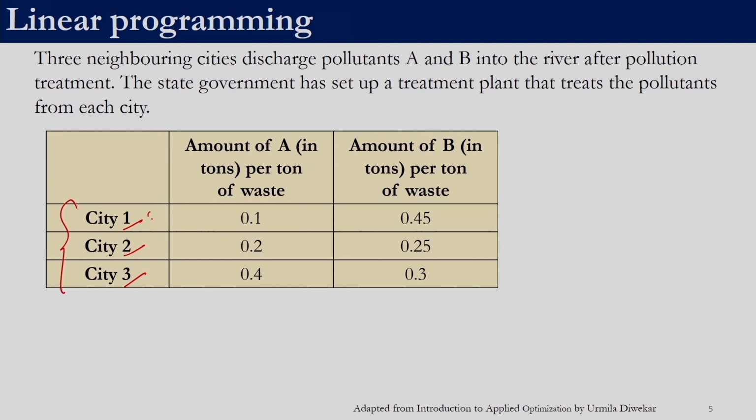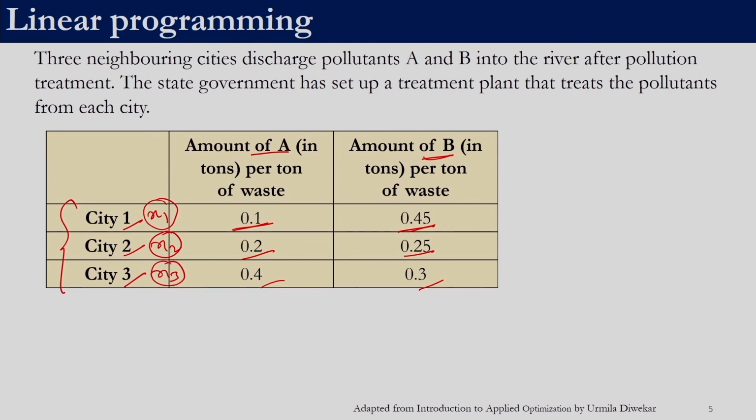If we process, let us say, x1 amount of stream from city 1, then the amount of A, which is a pollutant, that we can remove from that stream is 0.1 into x1. The amount of B that we will be able to remove by processing x1 amount of stream coming out of city 1 is 0.45 into x1. Similarly, these values have been given for city 2 and city 3. Let us assume that we will be processing x2 and x3. These are not known.